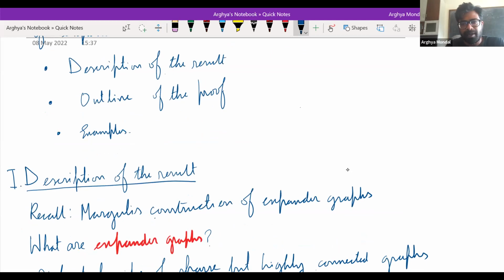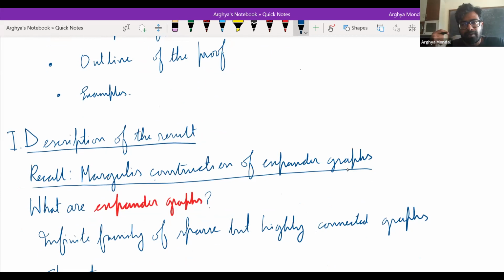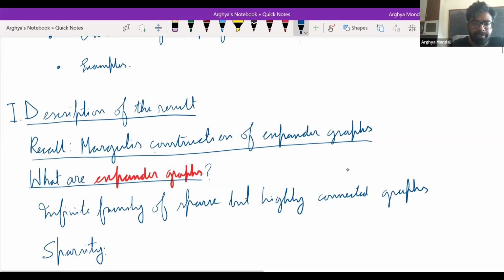I have been advertising my result as a higher analog of Margulis construction of expander graphs. So first I should recall what is Margulis construction of expander graphs. This goes by considering finite quotients of Cayley graph of a group with property T, and that gives expander graphs. So I have to tell you what are expander graphs, and then I will tell you what are Cayley graphs and what is property T.